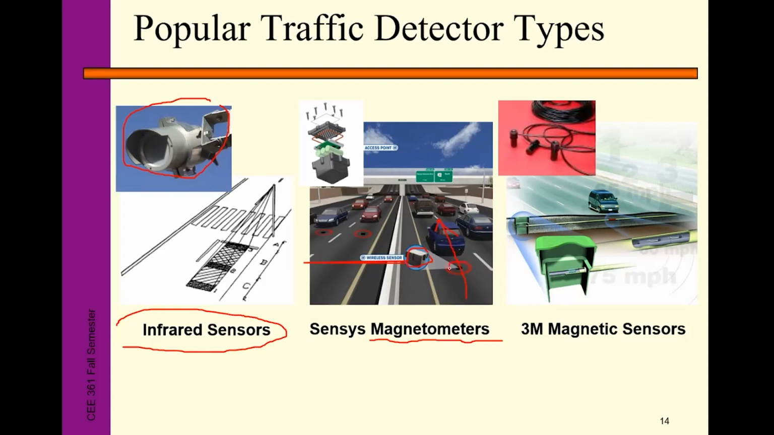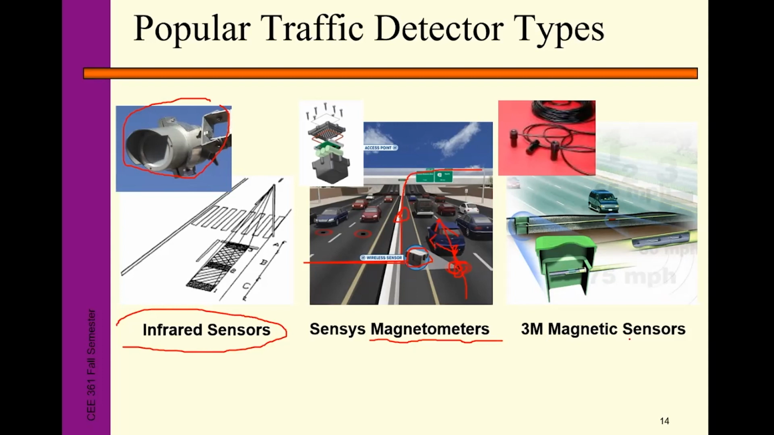You can see this sensor is kind of isolated. There's no wire connecting this sensor to the roadside unit. So when this sensor detects vehicles, it sends those signals to a roadside unit, and the roadside unit connects with the controller, and the traffic management center can receive those signals.